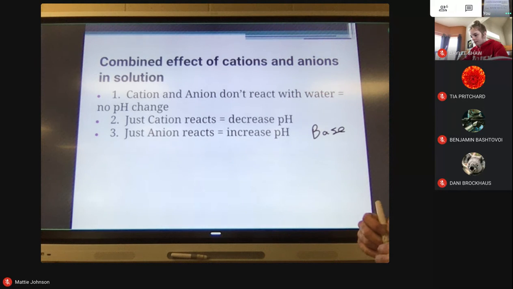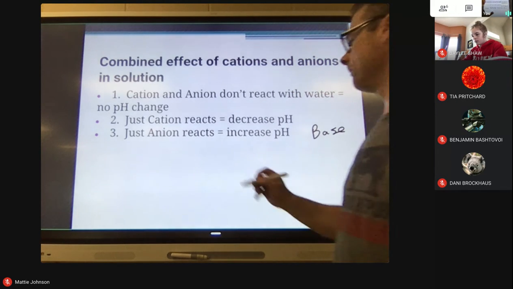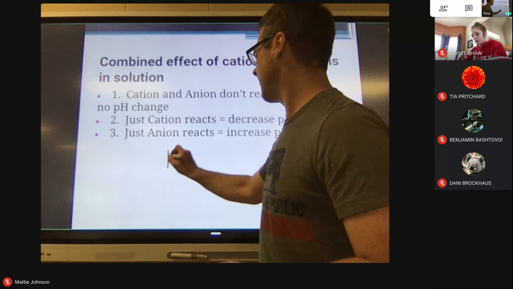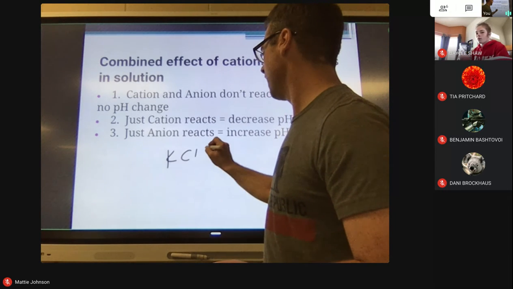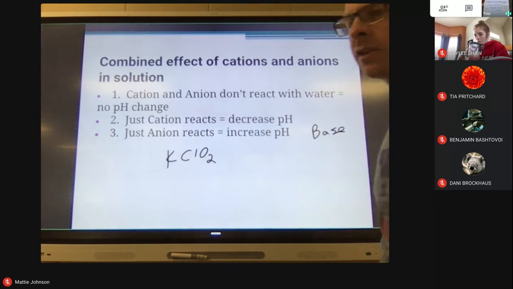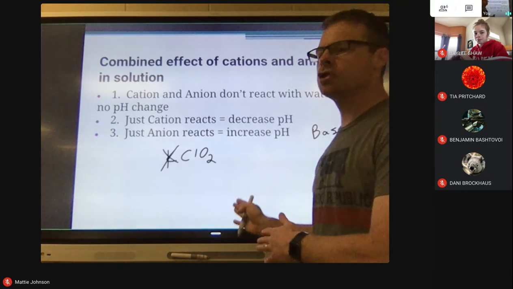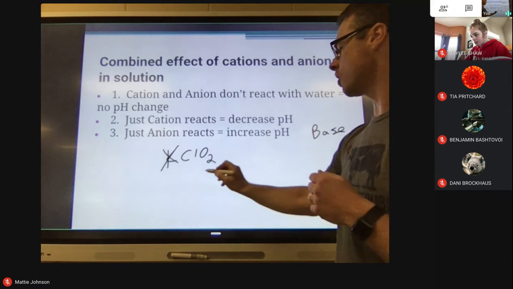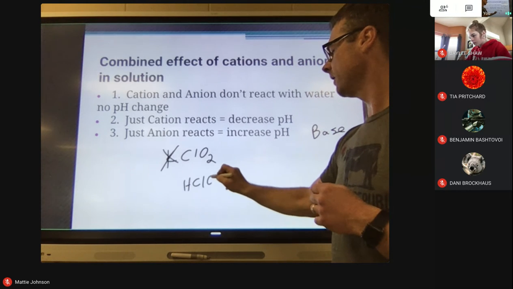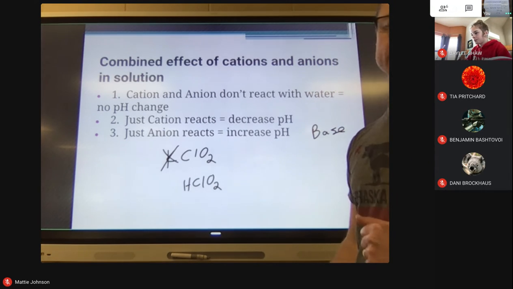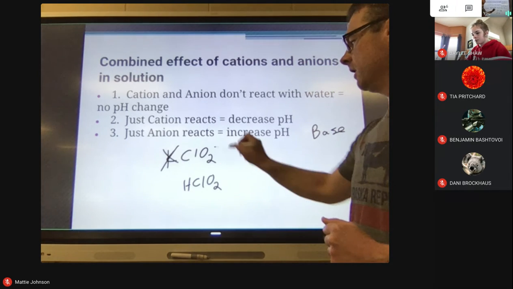Oh, geez, let me think here. Just the anion. So we have KClO2. Okay, this one you'd have to probably look a little bit more. But K is a group 1 metal. We get rid of that. ClO2 is on your weak acid chart because it is the conjugate of that acid right there. That would be like a base.